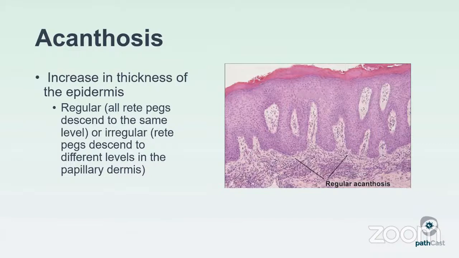Our next term is acanthosis. This is an increase in the thickness of the epidermis. This can in turn be regular, where those thickened rete pegs all descend to the same level as seen here, or it can be irregular, where some are ending higher up and some are ending lower down. When you see regular acanthosis, like you see here, you should think of an entity like psoriasis.